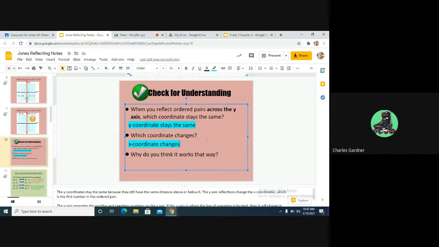So it's reflecting it, and it's also staying on the same horizontal line if you do that. Your y value stays the same, so you're always going up or down the same amount. It's just changing the side-to-side movement, right?